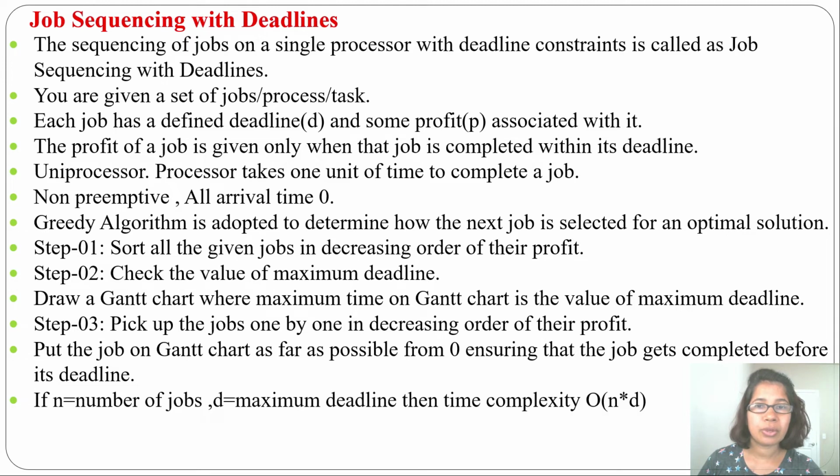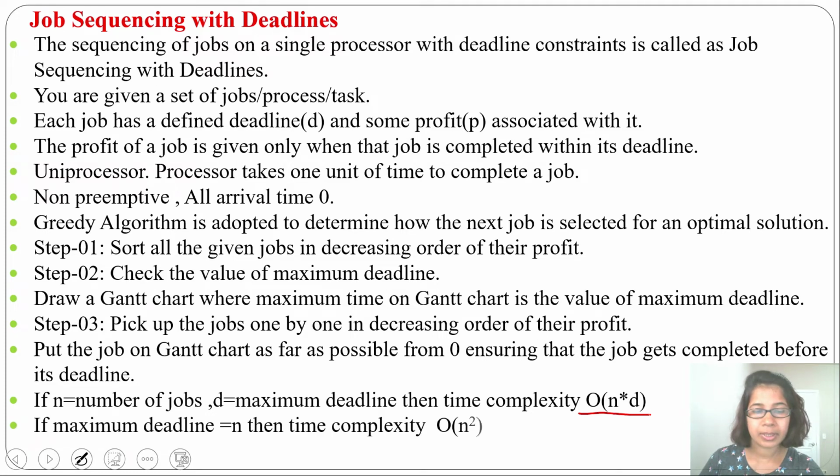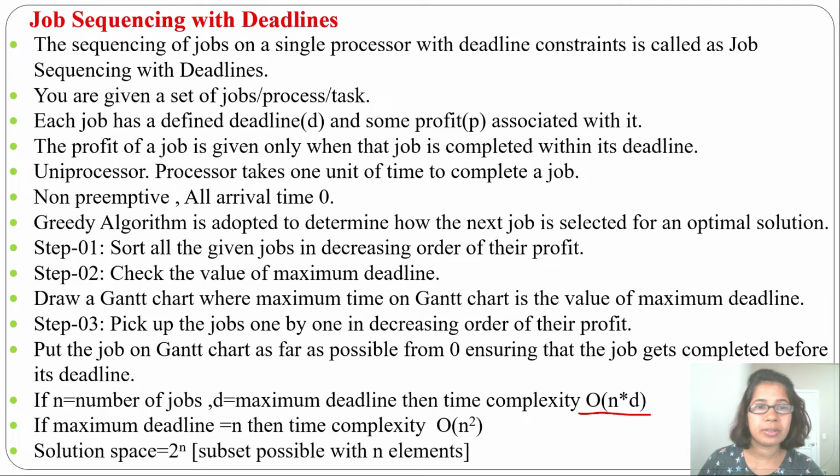If n equals the number of jobs and d equals the maximum deadline, then the time complexity is order of n multiplied by d. If the maximum deadline is also n, then the time complexity will be order of n square. And the solution space for job sequencing with deadline is 2 power n. Suppose n elements are there, then how many subsets are possible? So 2 power n subsets are possible. That's why the solution space is 2 power n. This is all about the theoretical part. Let's solve some problems so that you can understand.